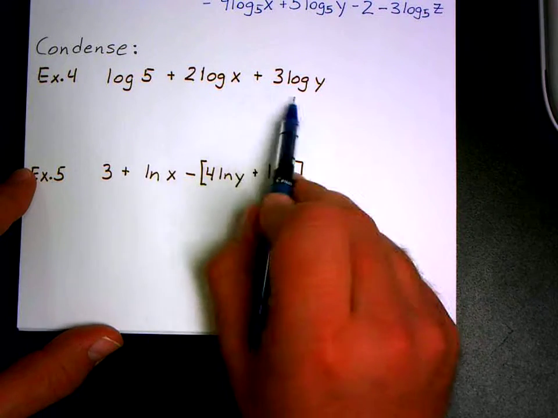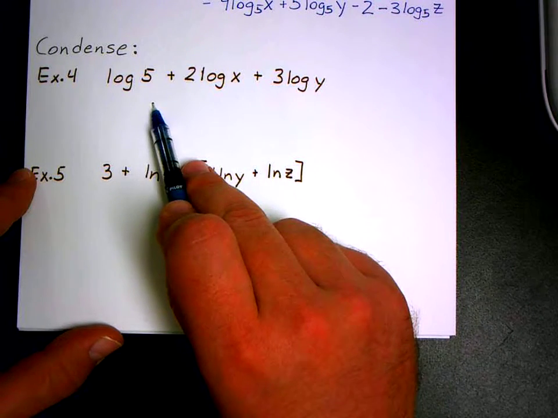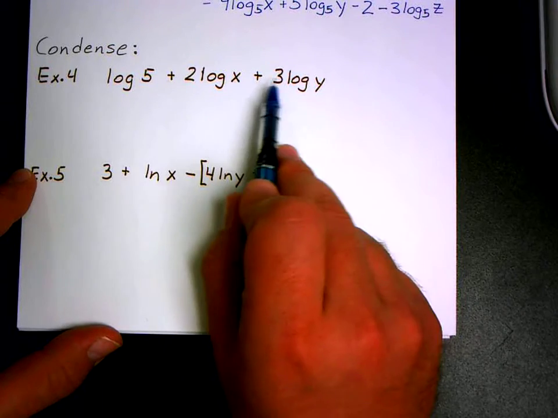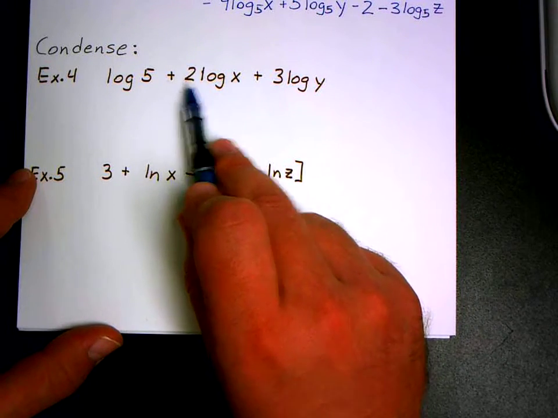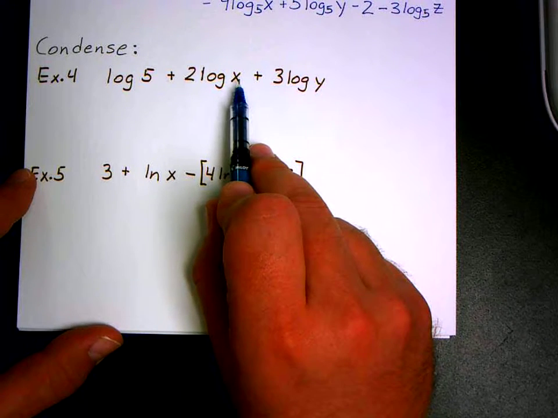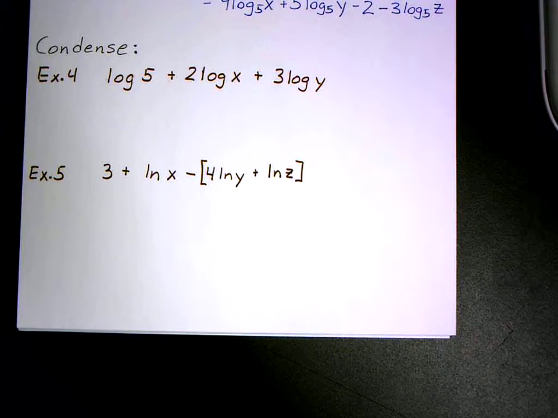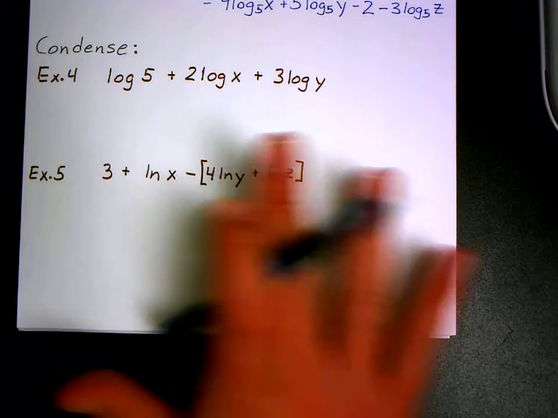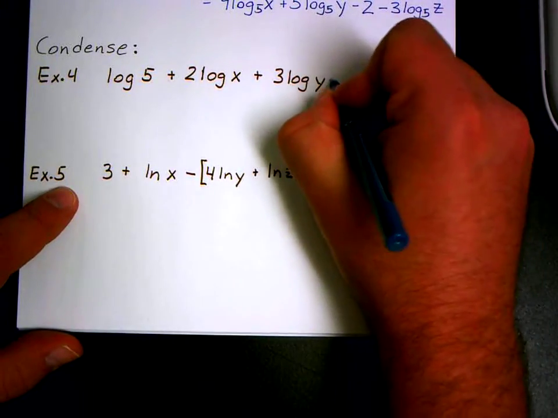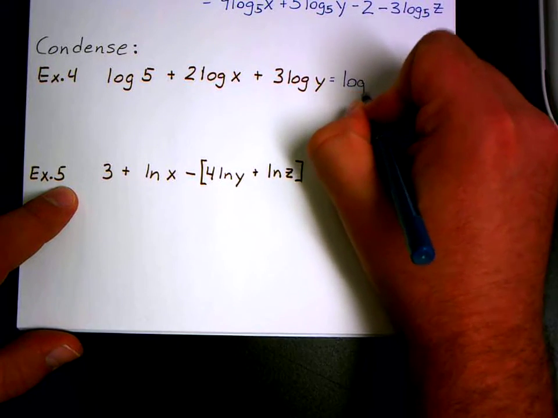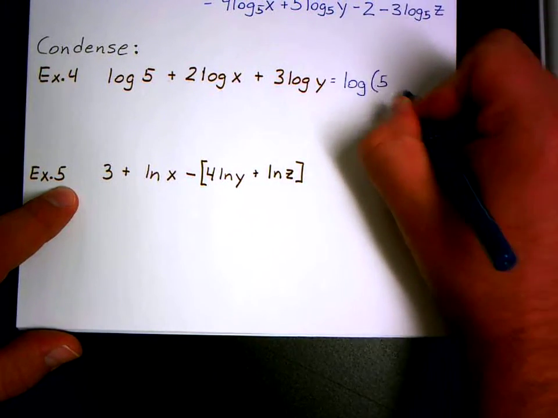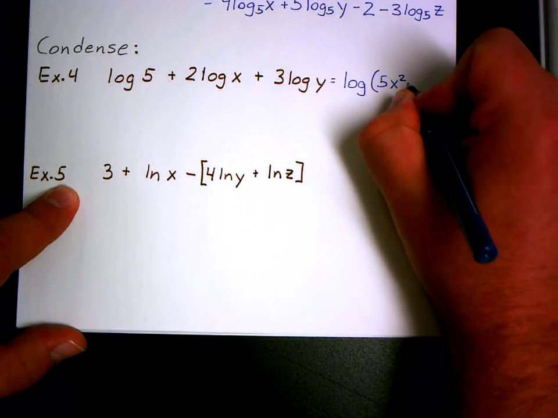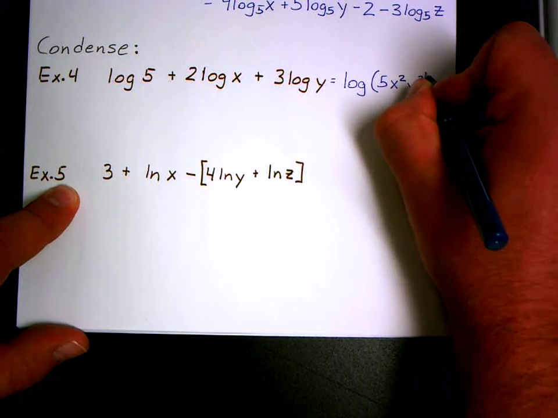So now I need to condense. So all the additions just become multiplications. The numbers in front become exponents. The biggest mistake I see on these, well, okay, I don't normally see a mistake on this. So let's just write this one out. So log, and then I would have 5 x squared y cubed.